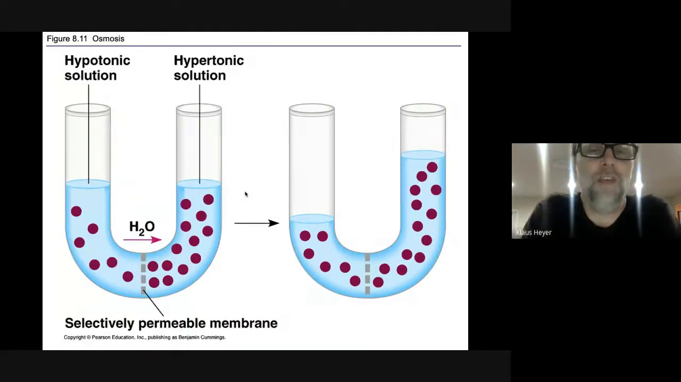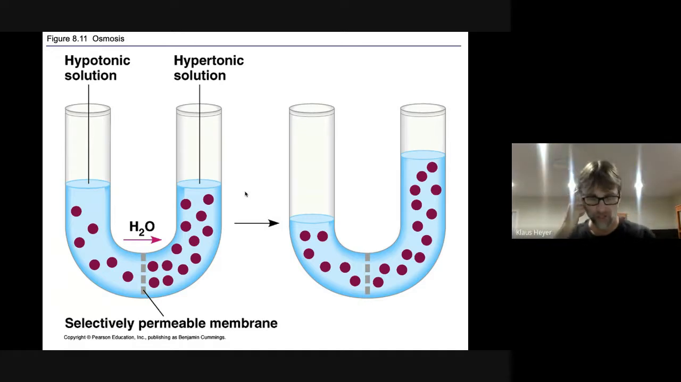Okay, now this is talking about osmosis, and osmosis is the diffusion of water. Water also goes from a higher concentration to a lower concentration of water. And that just kind of makes sense, if it wants to move from wherever there's more of it to wherever there's less of it.